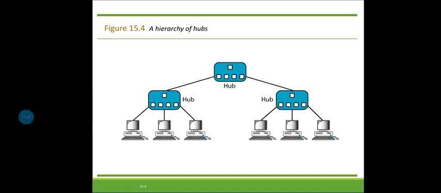Then moving on to the next topic, bridges operate at both the physical and the data link layer. As a physical layer device, it regenerates the signal it receives, like a repeater, and as a data link layer device, the bridge can check the physical addresses. When I say physical addresses, it is the MAC address, that is the source and destination address present in the particular frame.